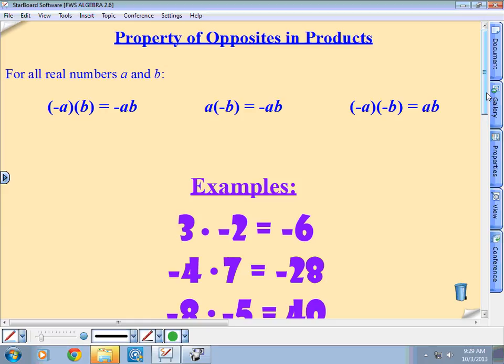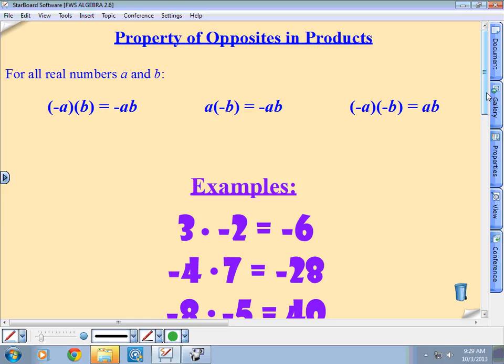Okay, so when I multiply a negative times a positive, I'll get a negative. And when I multiply a negative times a negative, I'll get a positive. So if the signs are the same, then I'm going to get a positive number. You already know that if I multiply two positive numbers, I'm going to get a positive number, because you know 3 times 2 is 6. But when I multiply two negative numbers, I'm also going to get a positive number. Okay? The product of opposites.